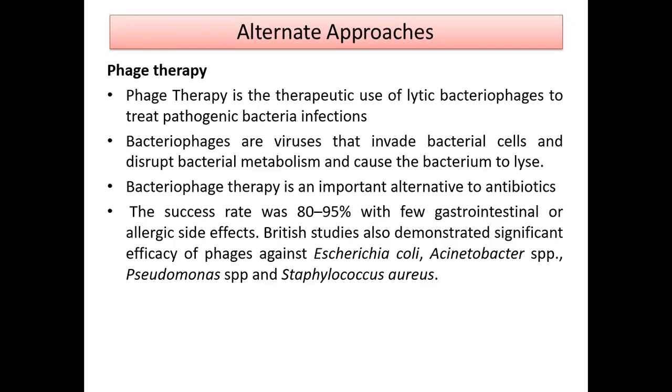The success rate was around 95% with few gastrointestinal or allergic side effects. British studies also demonstrated significant efficacy of phages against E. coli, especially Pseudomonas species and Staphylococcus aureus. Staphylococcus is the most pathogenic strain, and they are getting a 95% success rate using phage therapy. So it's a good alternative approach to treat antimicrobial resistance or multi-drug resistance.